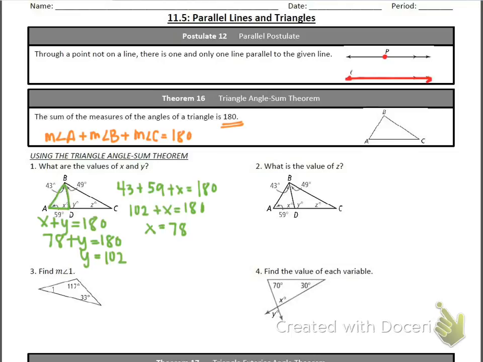So then, number 2, it's the exact same picture, but they want to know what is the value of z. So z is in this triangle right here. I have 49 and a y. Do I know what y is? Yes, y was 102. So you would write that out. 102 plus 49 plus z equals 180.